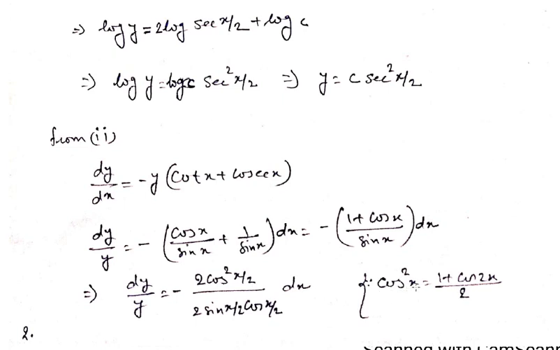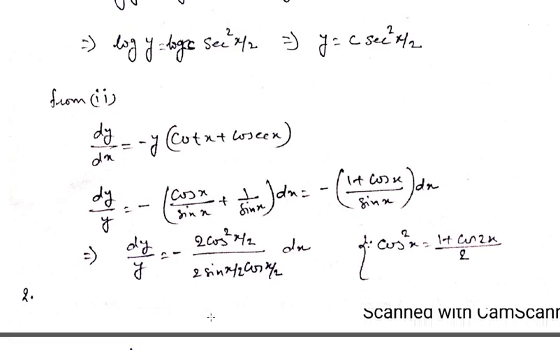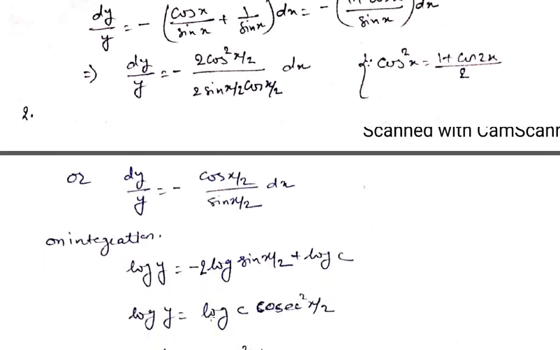Using the formula cos square x is equals to 1 plus cos 2x upon 2, we get 1 plus cos x as 2 cos square x by 2. And sin x is 2 sin x by 2 cos x by 2. The cos x by 2 in numerator and denominator cancel out. Remaining term is minus cos x by 2 upon sin x by 2, which is what we need to integrate.